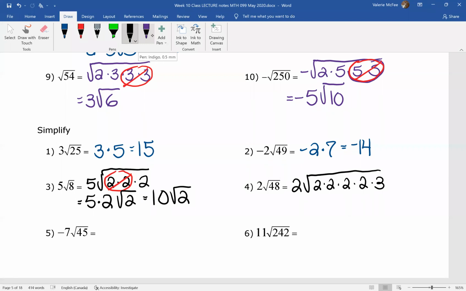So we have that integer 2 out front, and then I have 2 factors of 2 once, 2 factors of 2 twice. So I'm taking out 2 2's and leaving a factor of 3 inside the radical sign. This simplifies to 8 root 3. Pause your video, simplify questions 5 and 6.